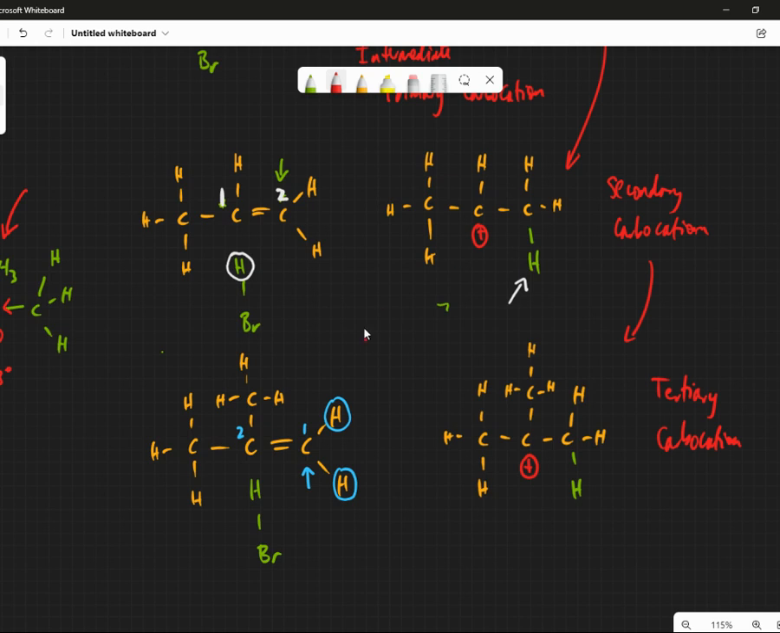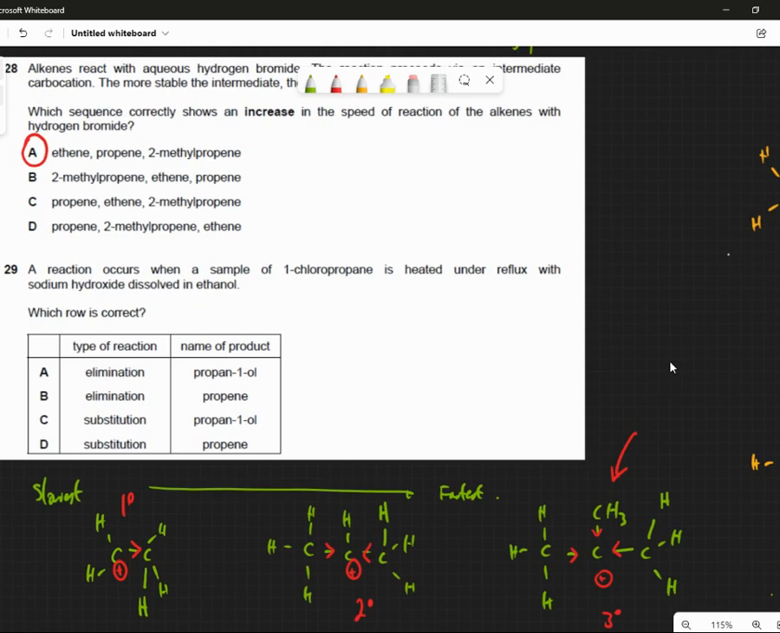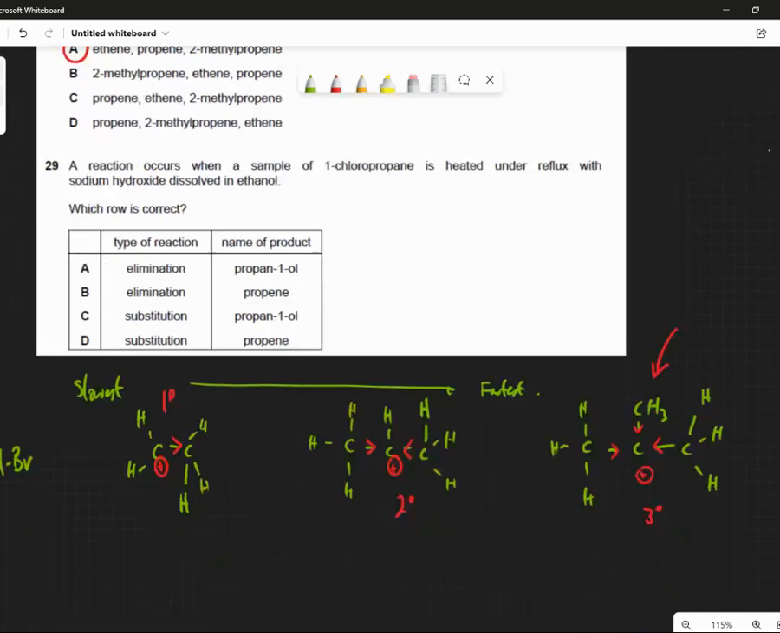I'm sorry, guys, but you've got to know that. It's Markovnikov's rule, and we explained it. Now, going back to this page, the ethene gives us a primary, the propene gives us a secondary, and the methylpropane gives us a tertiary.